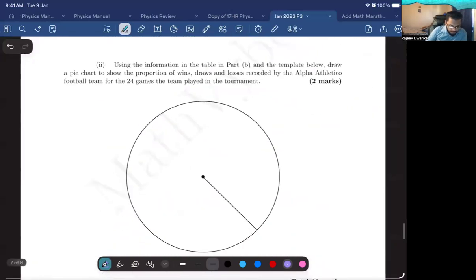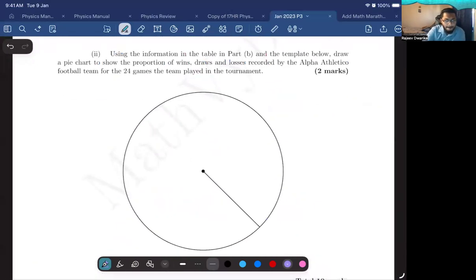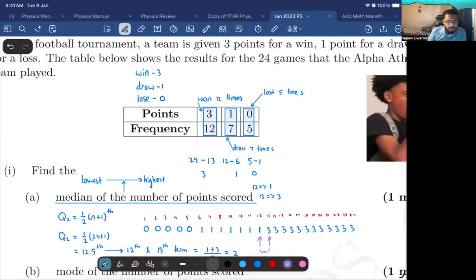All right, Darius, let's look at the last question. Give that a read to me. Using the information in the table in part B and the template below, draw a pie chart to show the proportion of wins, draws, and losses recorded by the Alpha Atletico football team for the 24 games the team played in the tournament. All right, so Darius, first things first, right? How many times did they win out of the 24 games? They won 12 times.